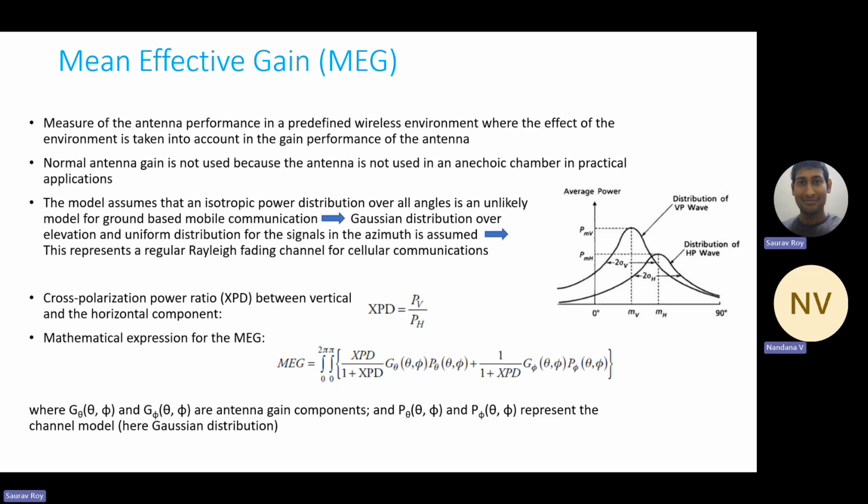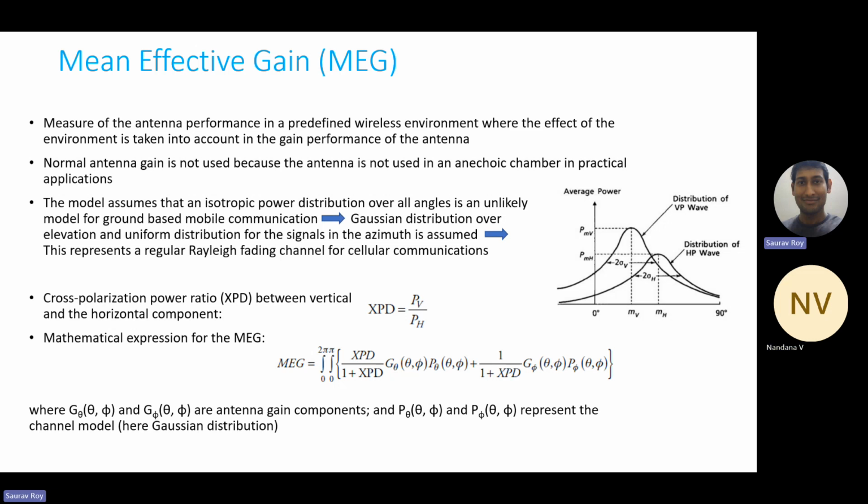And what are this P theta, P phi? P theta, P phi is this Gaussian distribution that you have. So now you see what is happening. This is not a normal calculation. It is a probabilistic calculation, right? So there will be variation. It gives you, with some probability, how much this gain will be. G theta and G phi are the antenna gain components, and P theta, P phi represent the channel model. Theta and phi are the two planes, E plane and H plane. Both are Gaussian distributions.